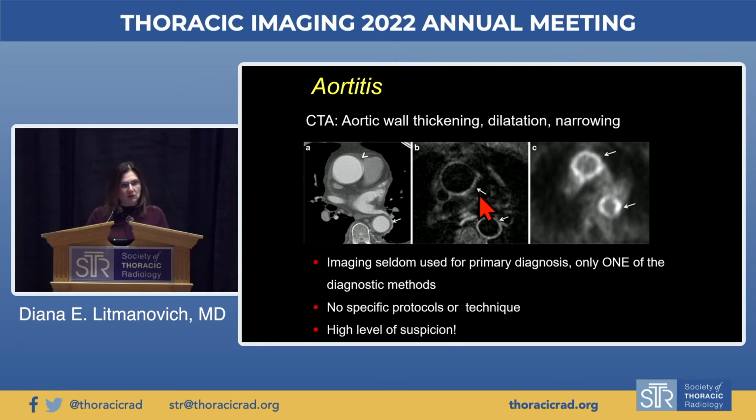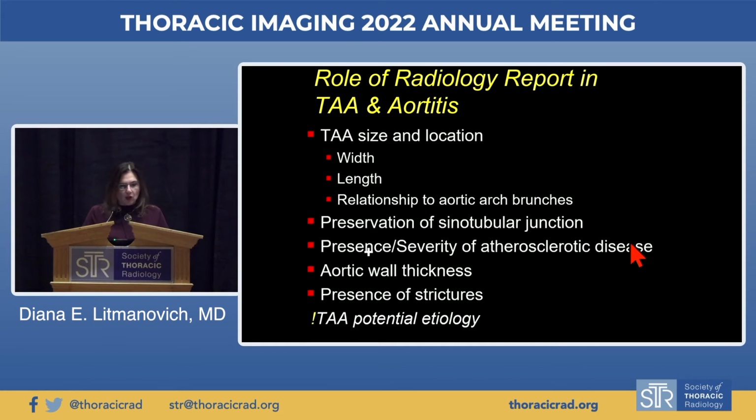And then we have other clues that can help us. We can look at the delayed MRI imaging, like in this case with giant cell arteritis, or at the PET-CT. Both will show us abnormality within the wall consistent with aortitis. So how do we report it? When you report the aortic aneurysm, you have to talk about the width, the length, and the relationship to the aortic arch branches. Again, the sinotubular junction is very important. We talk about the atherosclerotic disease, aortic wall thickness, and the presence of strictures. And at the end, we can suggest the potential etiology of this particular aneurysm.